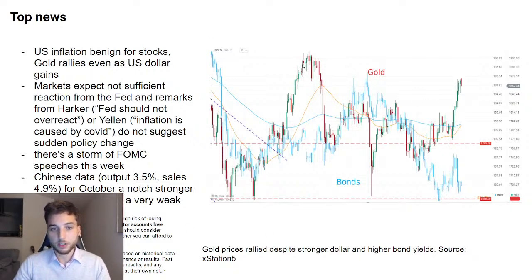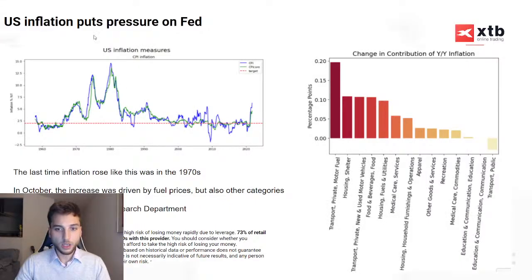Here on the right, we can see on the X station chart, gold prices rallied despite a stronger dollar and higher bond yields, which is not as traditionally seen. And we are keeping an eye on inflation. Inflation keeps putting pressure on the Fed. The last time inflation rose like this was in the 1970s. In October, the increase was driven by fuel prices, but also other categories. So that's something to keep in mind.